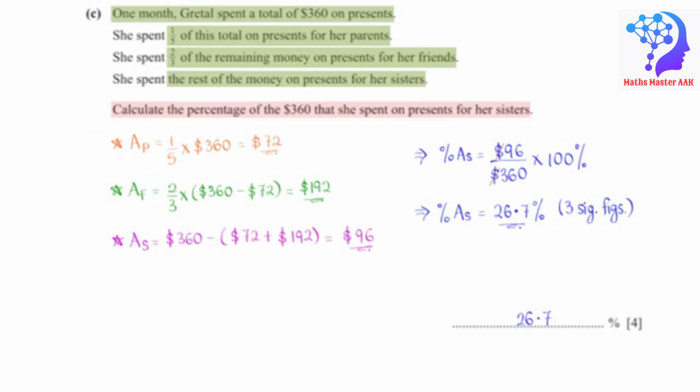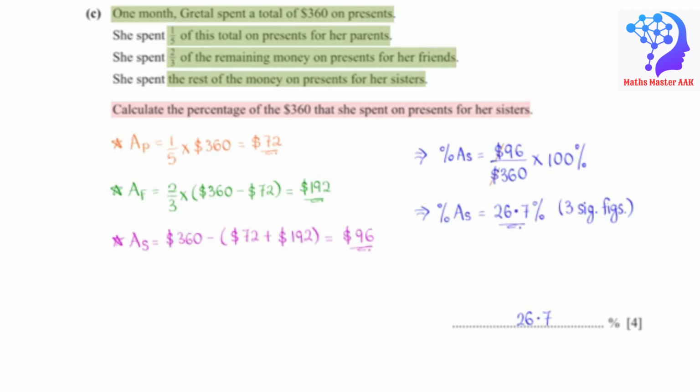We were also told that she spent 2/3 of the remaining money. The key word here is the remaining money. And so to find the amount of money she spent on presents for her friends, that will be 2/3 of the remaining money, which is $360 minus $72, and that is equal to $192.